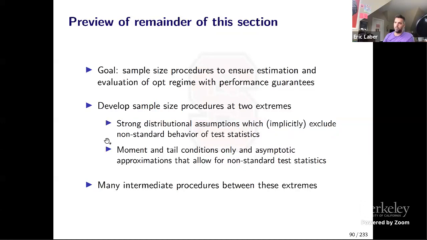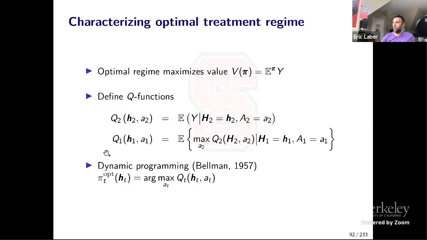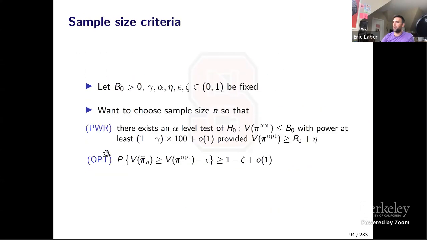And then the idea is you can interpolate between these. So I'm going to skip ahead and just say, what are the criteria? These are the two criteria. I'm going to read these off, and then all these constants will become clear. We want to be able to choose a sample size n so that there exists an alpha level test of the null that the value of the optimal policy is less than whatever we're doing now.